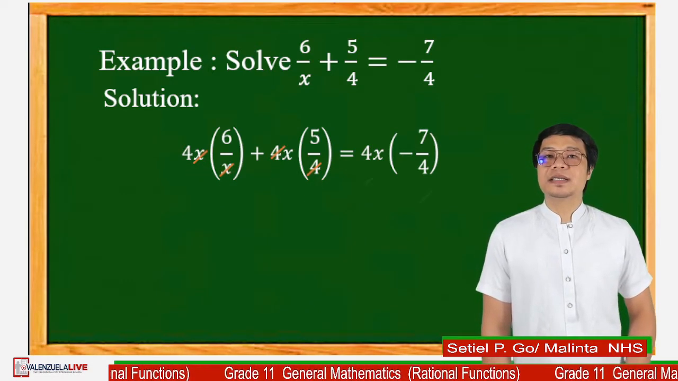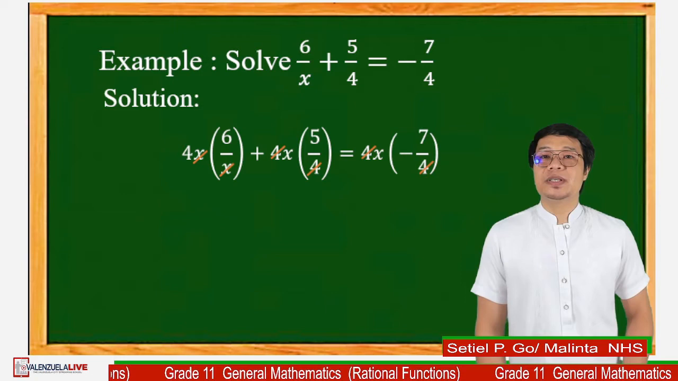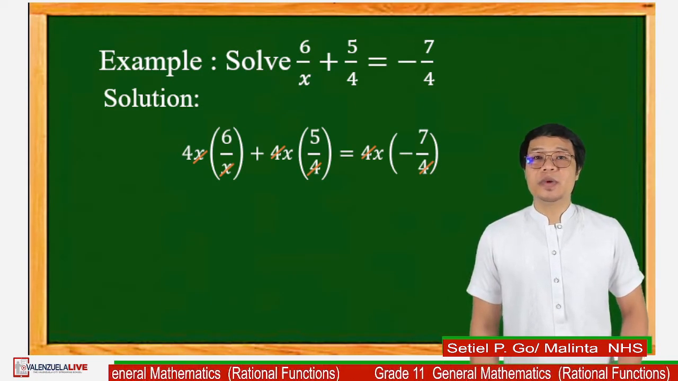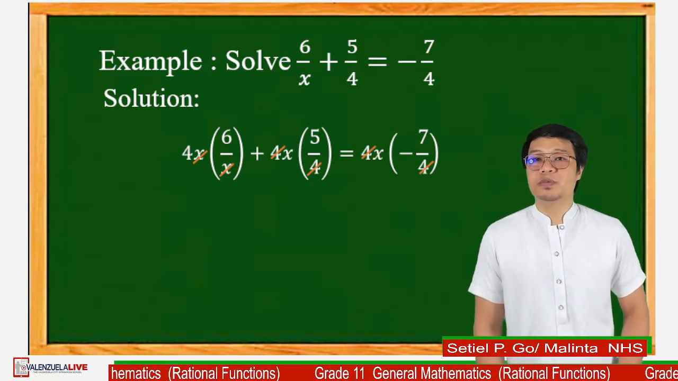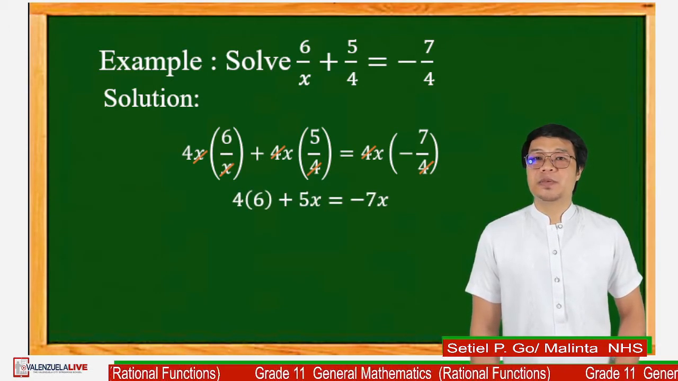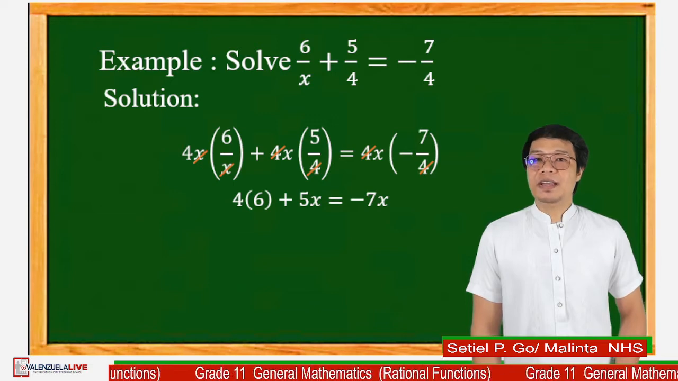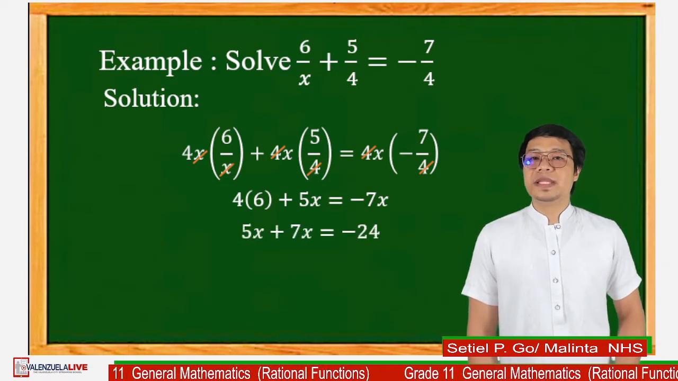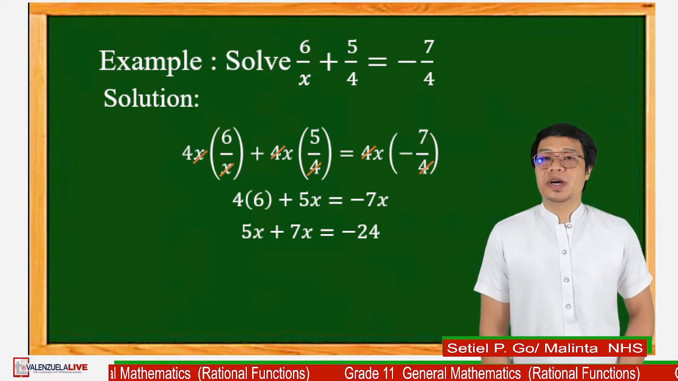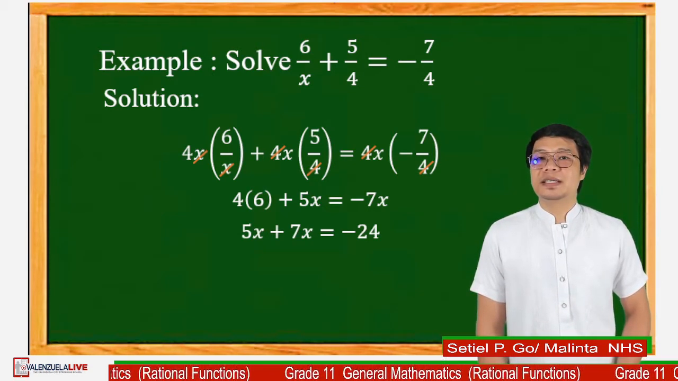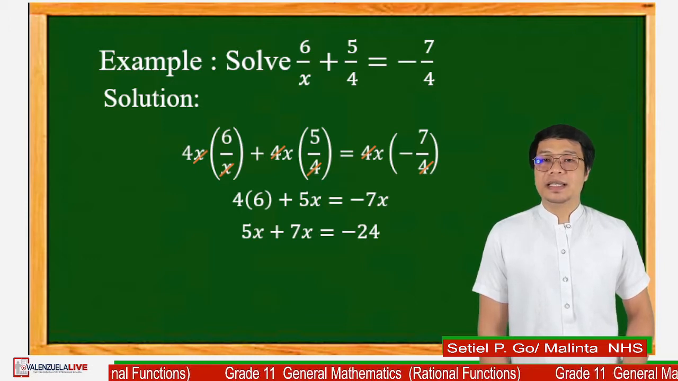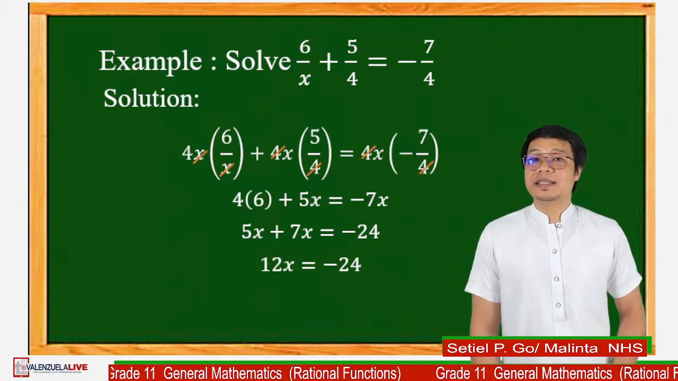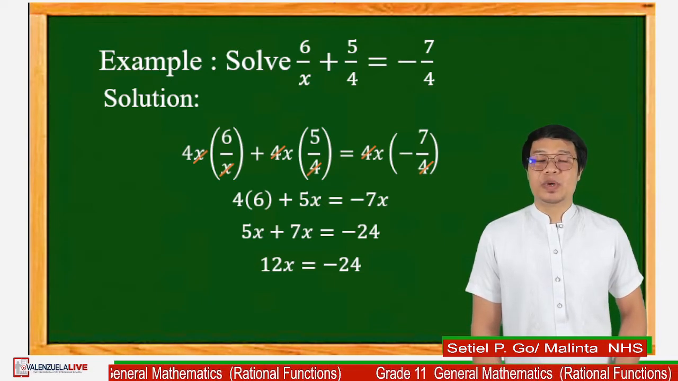As you can see, we can cancel out the common factor between the numerator and the denominator. So the resulting equation will be 4 times the quantity 6 plus 5x is equal to negative 7x. Now, combining similar terms, which are 5x plus 7x, the result is negative 24. Now, performing the operation, 5x plus 7x is 12x, is equal to negative 24.